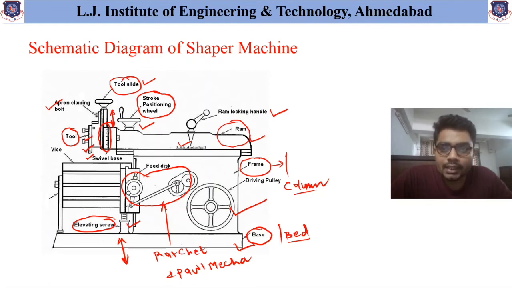the schematic diagram of shaper machine, at that time you must draw this 2D diagram of this shaper machine and mention all the parts available in the figure, and after that explain one by one the different parts available in this shaper machine.